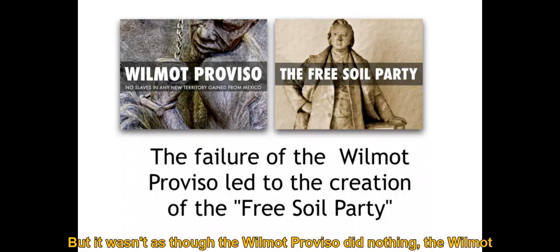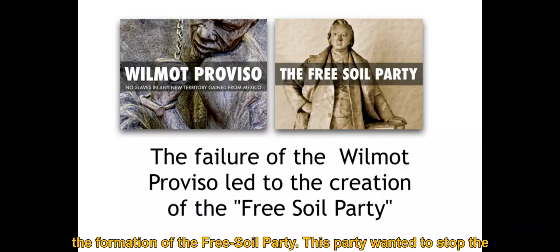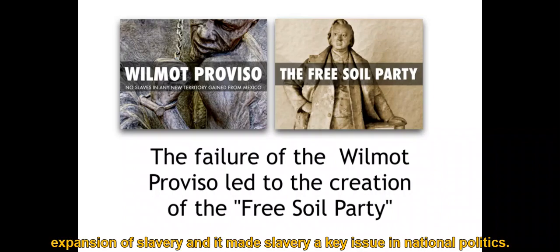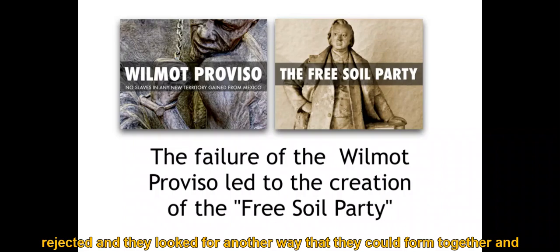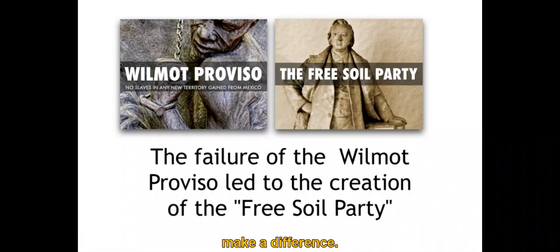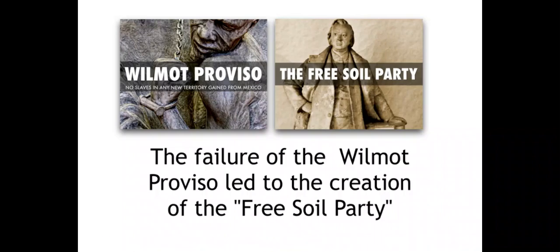But it wasn't as though the Wilmot Proviso did nothing. Even though it was voted down, the Wilmot Proviso led to the formation of the Free Soil Party. This party wanted to stop the expansion of slavery, and it made slavery a key issue in national politics. So those people that were supporting the Wilmot Proviso, when it got rejected, looked for another way that they could form together and make a difference. So they formed this political party called the Free Soil Party.